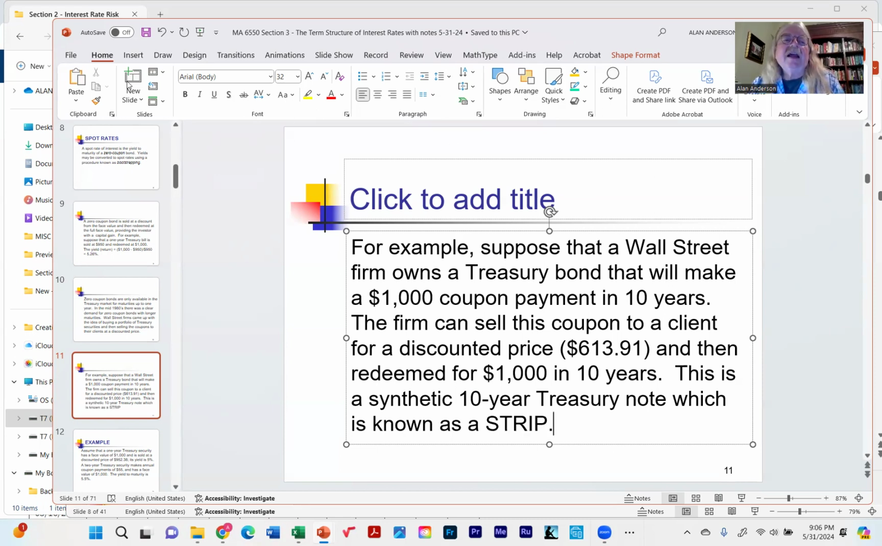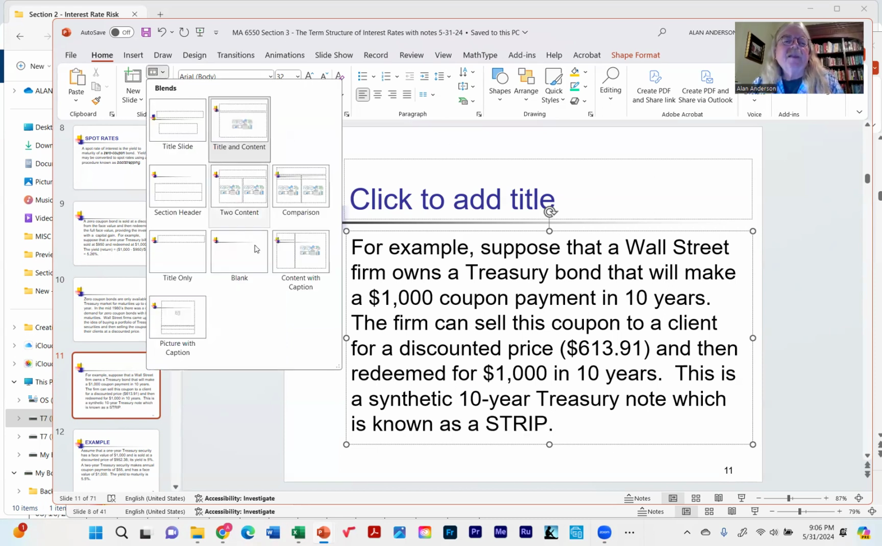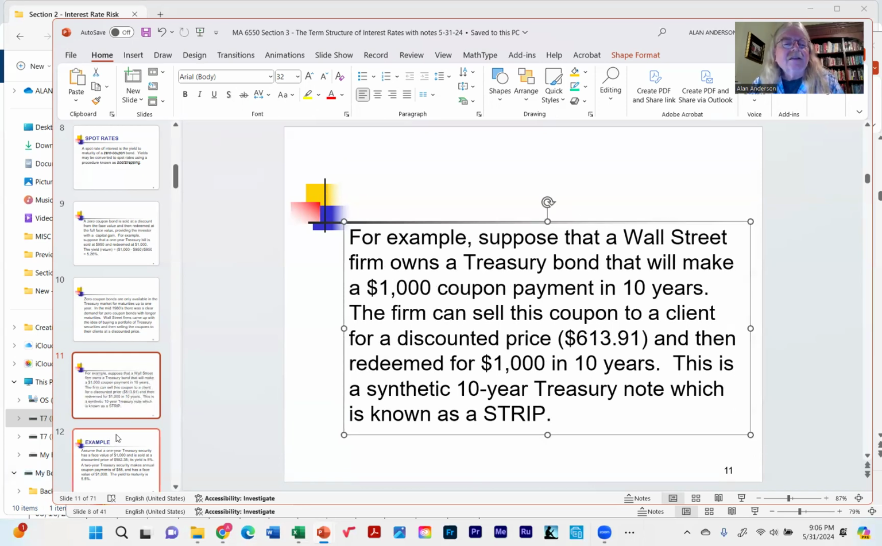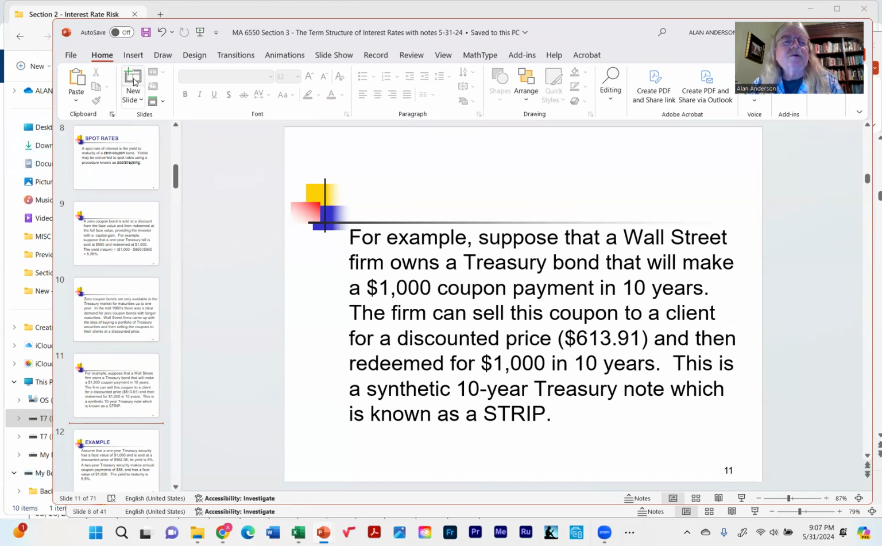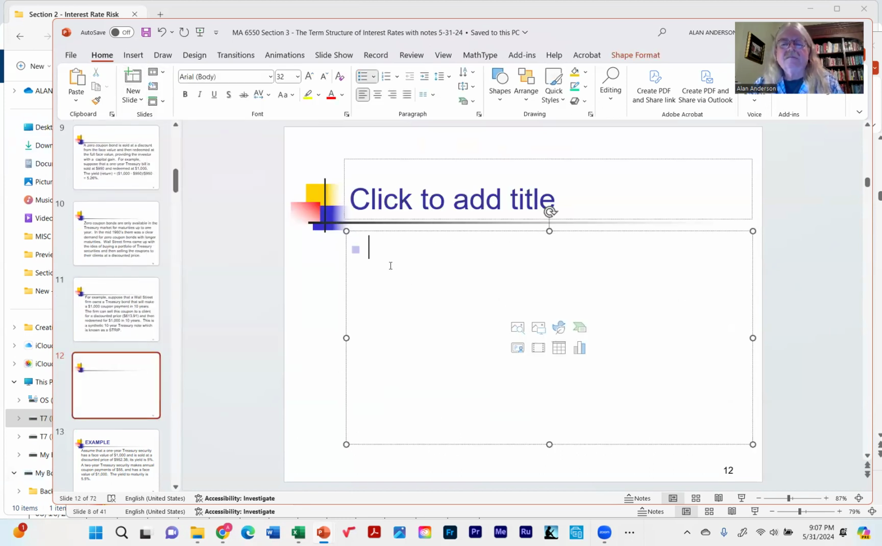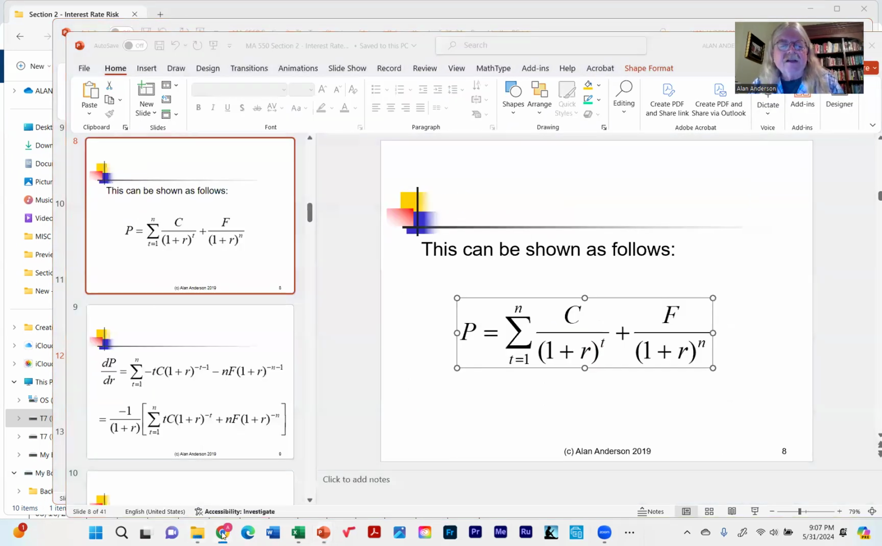Now, this strip is an acronym. I have to look it up, the exact letters. It's separate Treasury something or other. Let's go look it up real fast, the exact wording there.